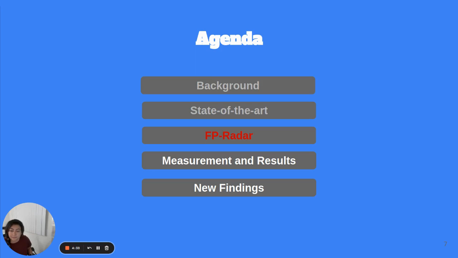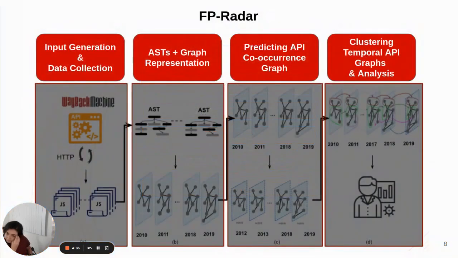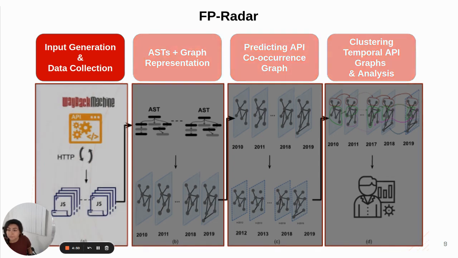To bridge this gap, we propose FPRadar. FPRadar is a graph-based approach that leverages the longitudinal connectivity of APIs to predict what API could be abused in fingerprinting in the future. And it consists of four components. I will go through each step in the following.